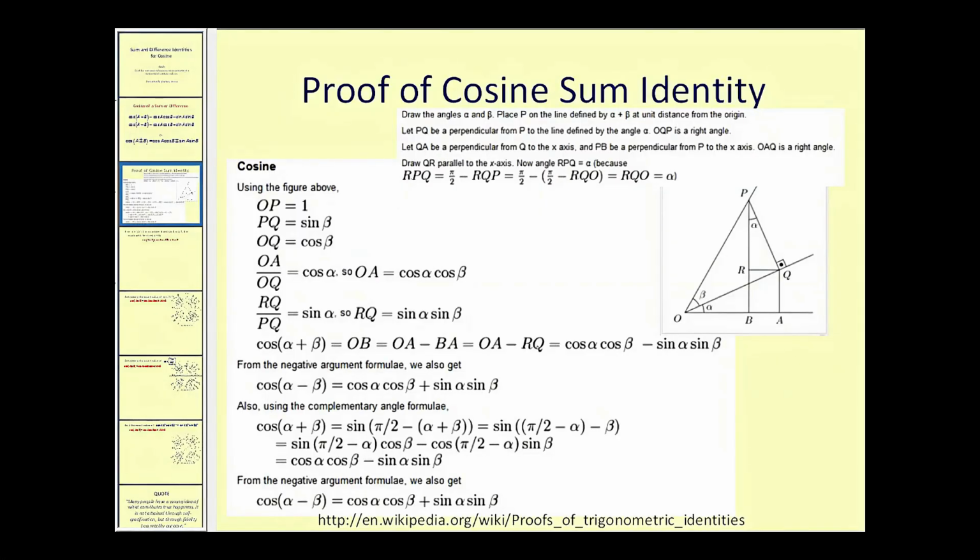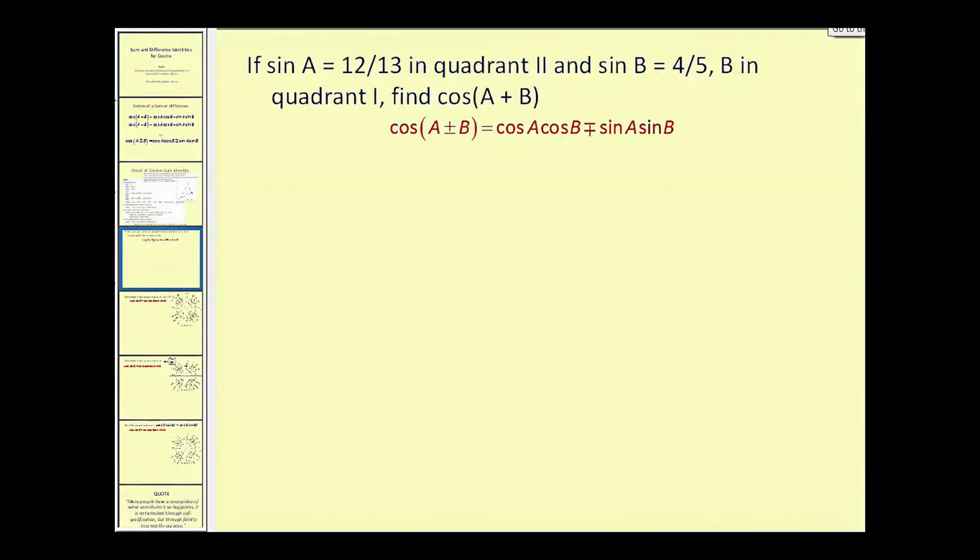Now I am including a slide that shows the proof of these identities. This proof is pretty straightforward if you set up this diagram using the instructions here and then follow the proof here on the left. So you may want to pause the video and take a look at this to see where these identities do come from. But let's go ahead and take a look at a couple problems using the identities.